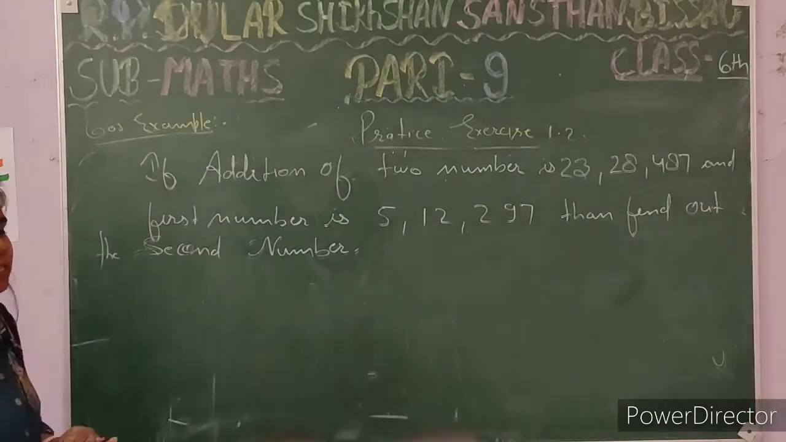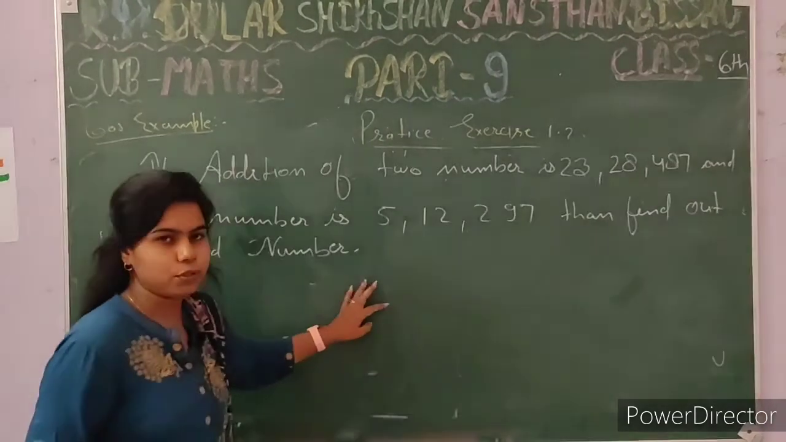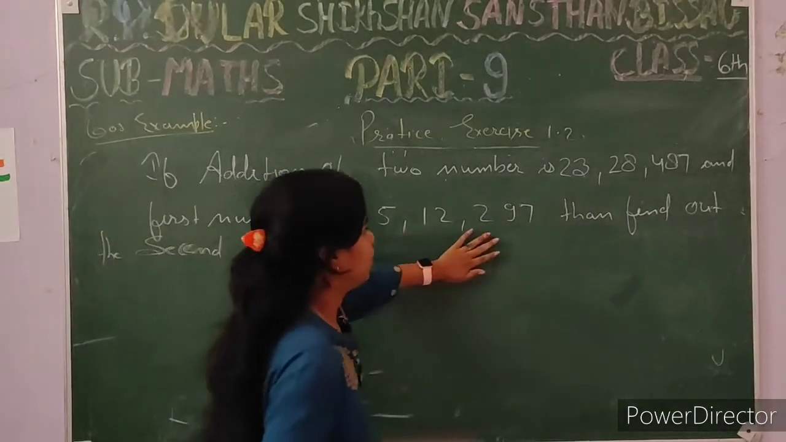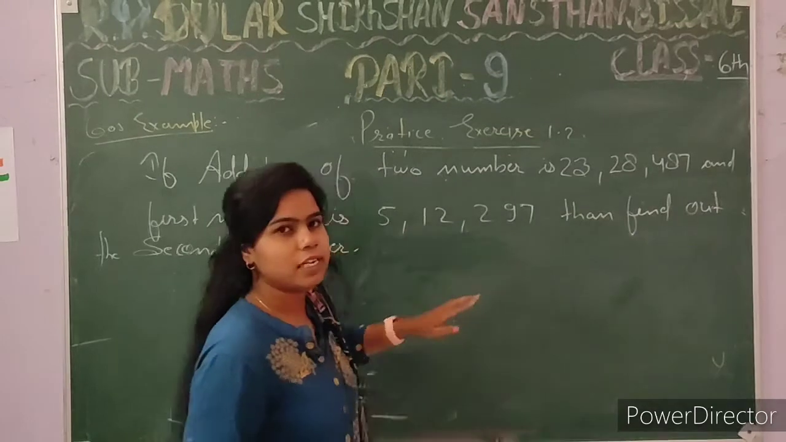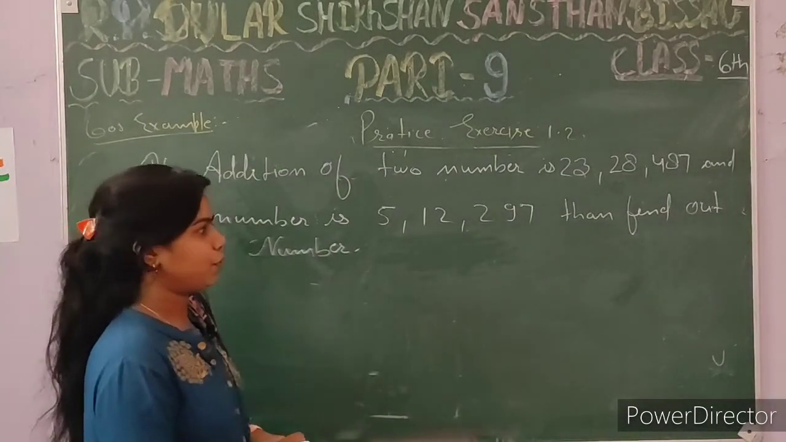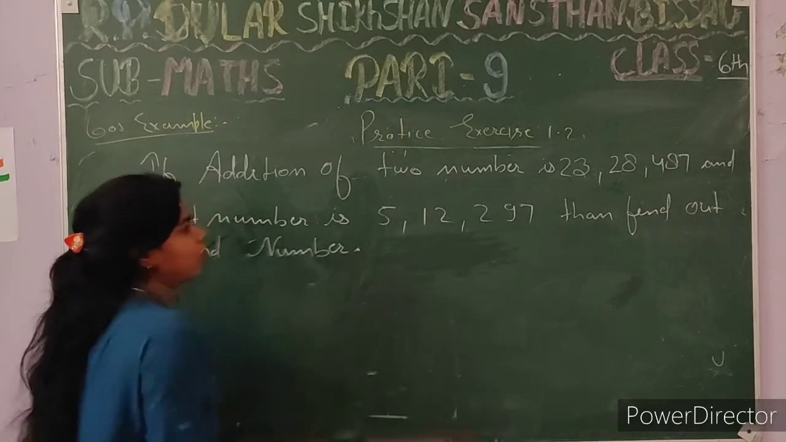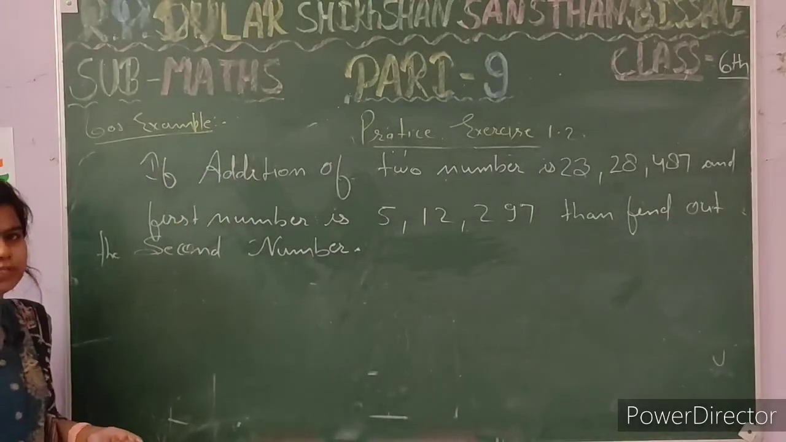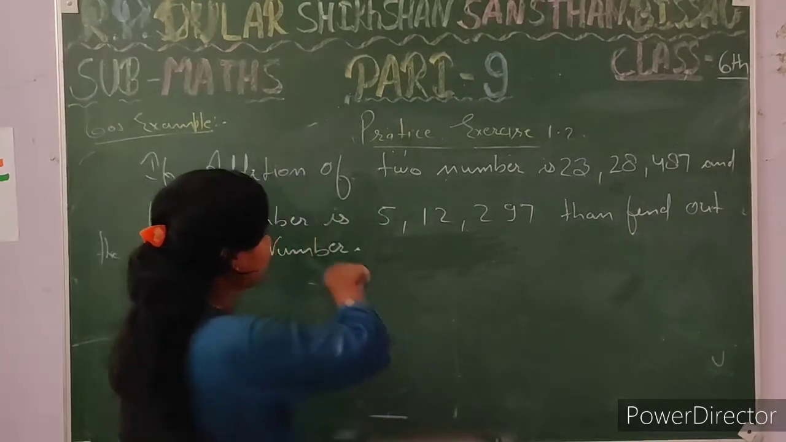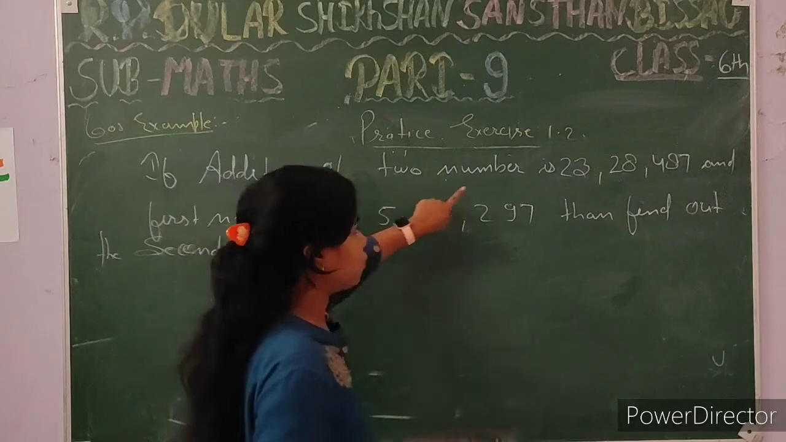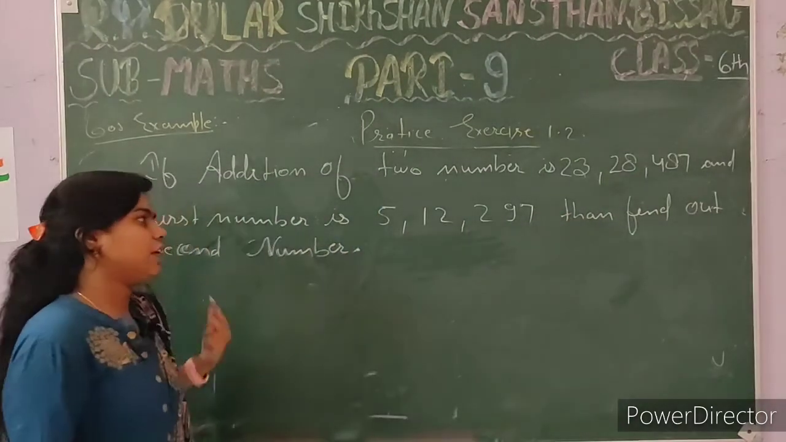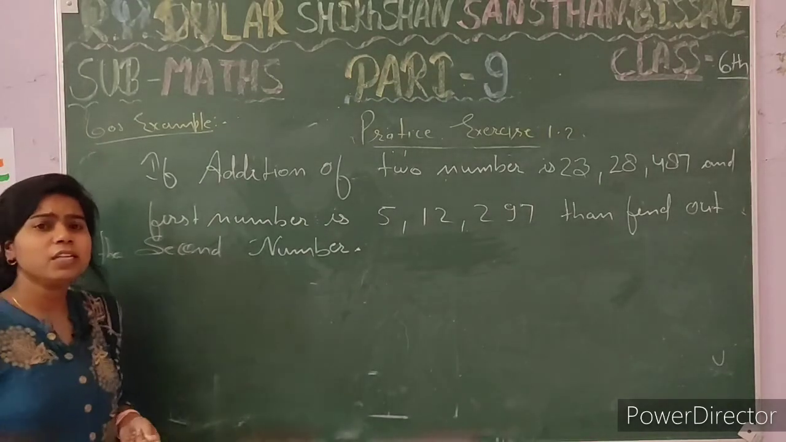Students, this type of question is also in your practice exercise 1.2. This exact question is not there, but I have changed some numbers. The digits are changed, but this type of question is in your exercise 1.2. I will tell you how we do this type of question in our book, in our notebook, and in your exercise. First of all, we know the addition of two numbers is 23,28,487, and the first number is given, and we have to find the second number. So what will we do?